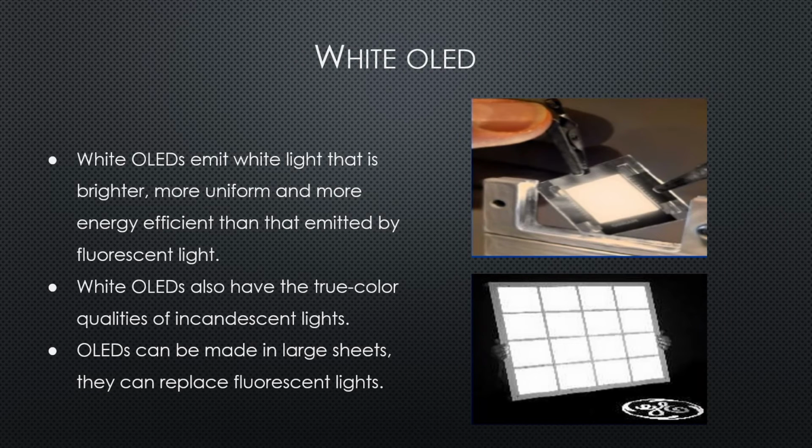Now the sixth type of OLED is the white OLED. White OLEDs emit white light that is brighter, more uniform and more energy efficient than that emitted by the fluorescent light. White OLEDs also have true color qualities of incandescent light. OLEDs can be made in large sheets. They can replace fluorescent lights.